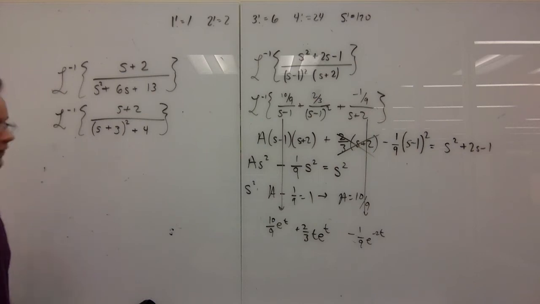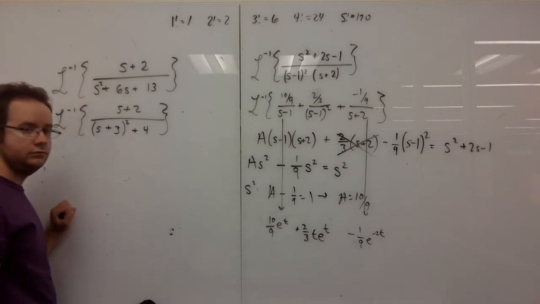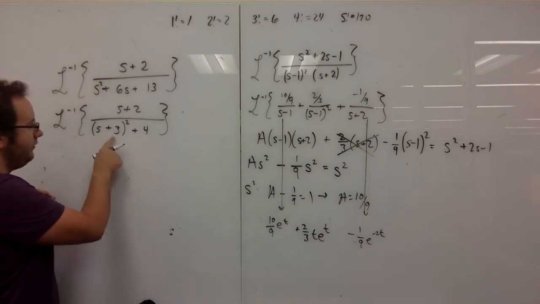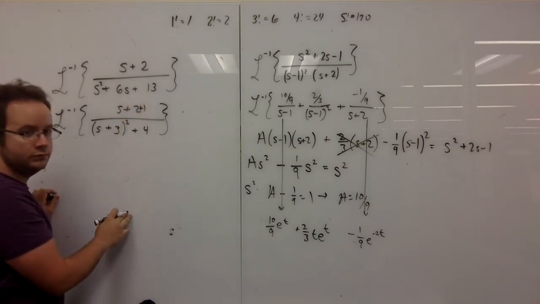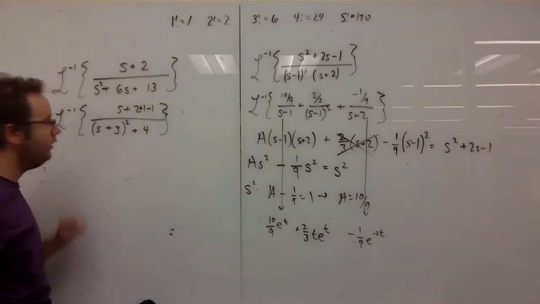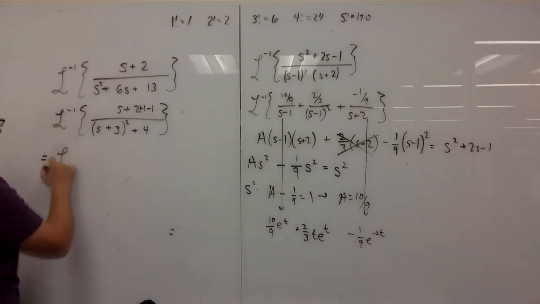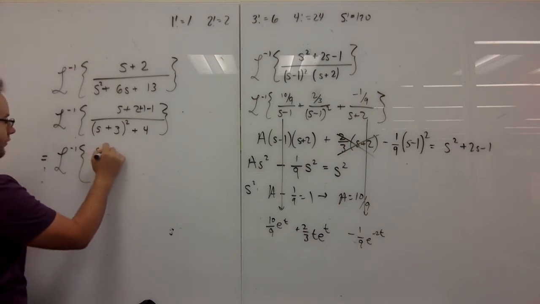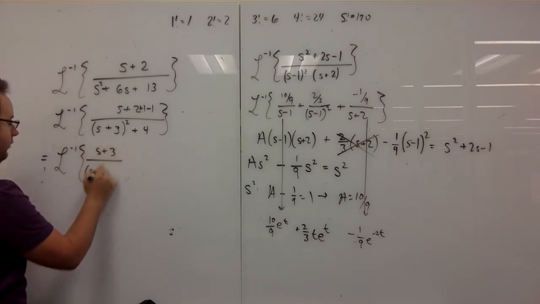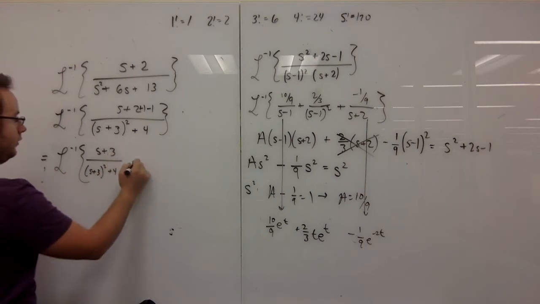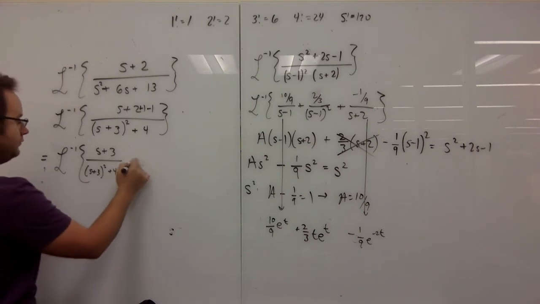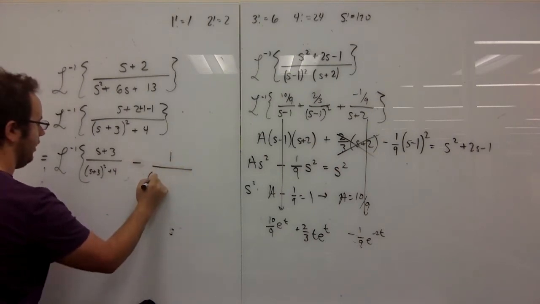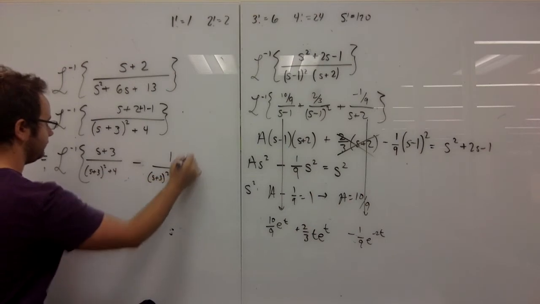Actually, do you have any ideas? Minus 2? Not minus 2. This needs to match this, and it currently doesn't. Add 1. We're going to add 1. Subtract 1. Okay? So this is now the inverse Laplace of s plus 3 over s plus 3 squared plus 4, minus 1 over s plus 3 squared plus 4.